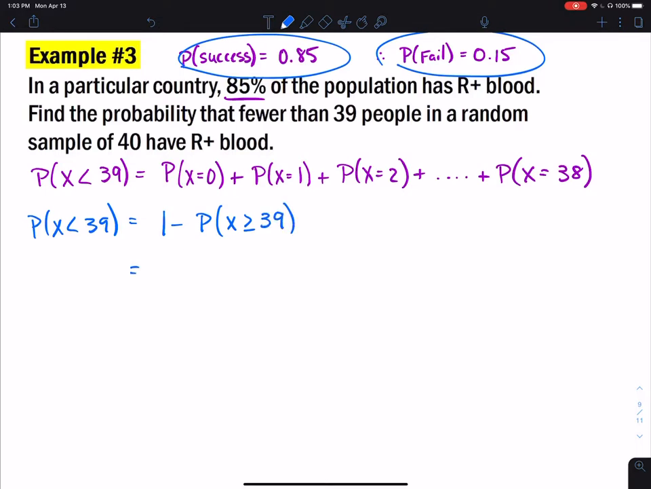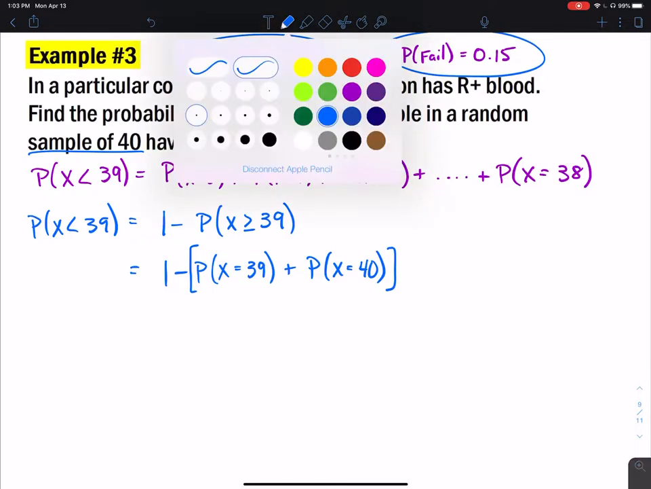So what does that look like? Well, greater than or equal to 39, and I want to put this in brackets because I'm subtracting it, and there's going to be more than one event in here. Greater than or equal to 39 would be, well, it could equal 39, or it could equal 40. And we stop at 40 because our sample is only of 40 people. Okay, and this is a heck of a lot less work than it is to calculate the probability of 0, 1, 2, 3, 4, 5, all the way up to 38. So let's definitely take the shorter route here.